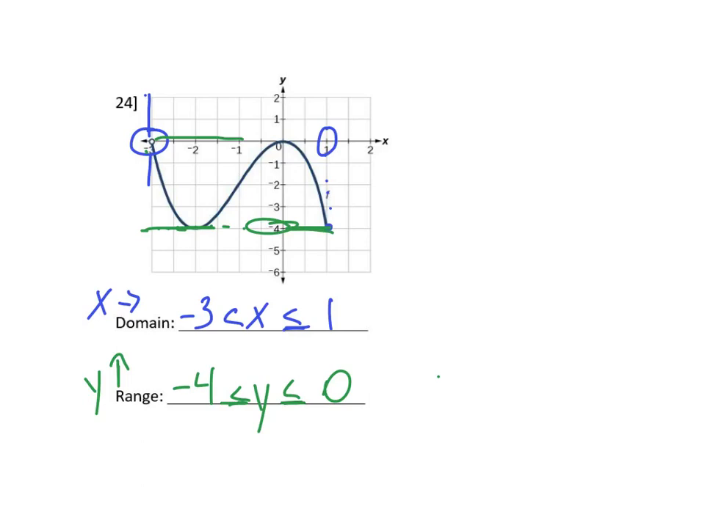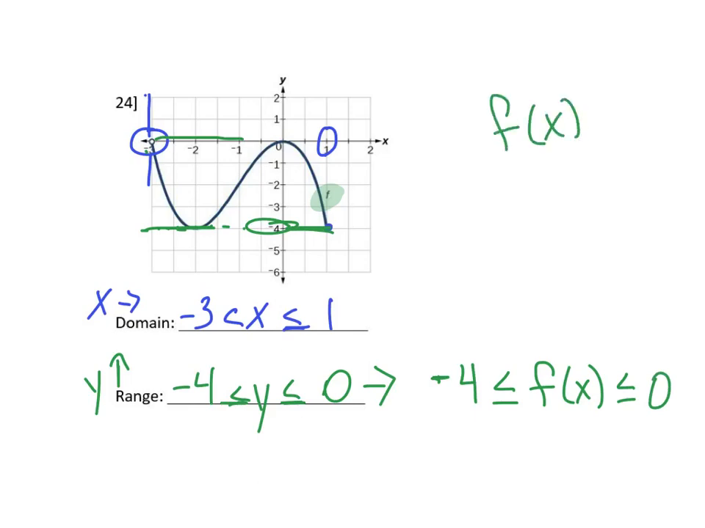The other thing I want to point out is that this is represented by f, which means this is a function, and we can see none of the x values repeat. It passes the vertical line test. So another way you may see, or you will see on your exam, is the range represented as -4 is less than or equal to f of x is less than or equal to 0. Remember, f of x is the same as y.